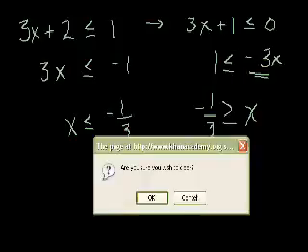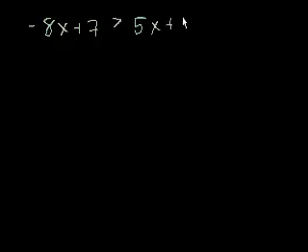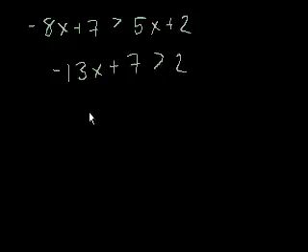Let's erase this thing. There you go. I'll do a slightly harder one. Let's say -8x plus 7 is greater than 5x plus 2. Let's subtract 5x from both sides. Negative 13x plus 7 is greater than 2. Now we can subtract 7 from both sides. Negative 13x is greater than -5.